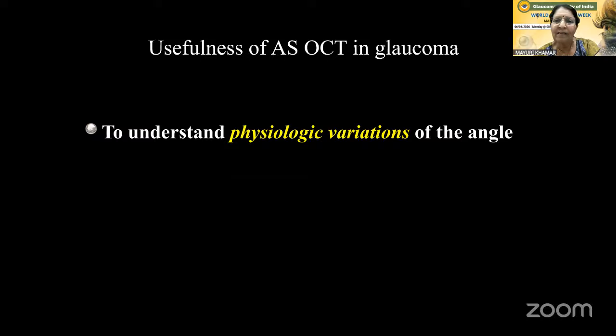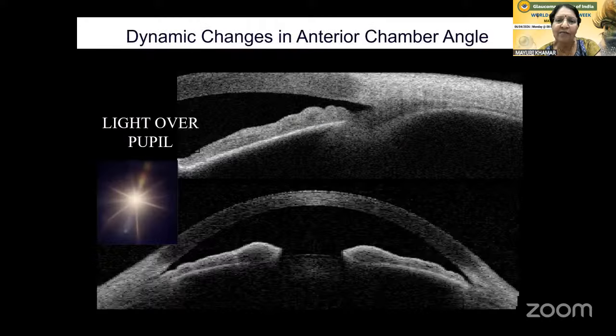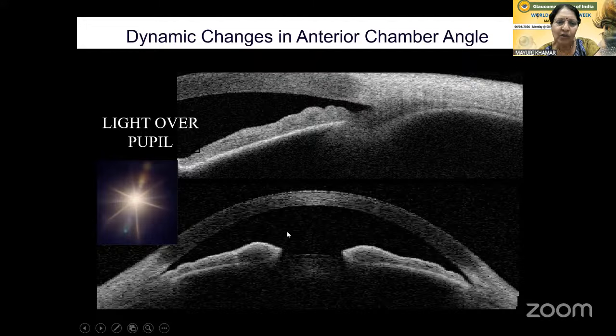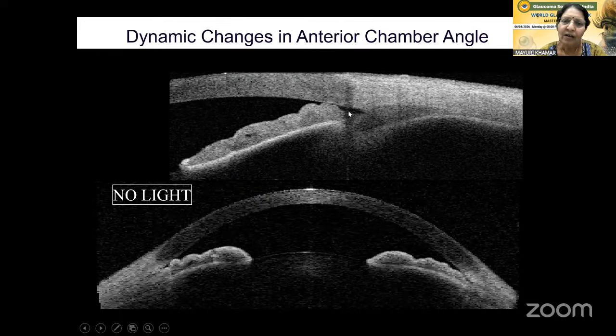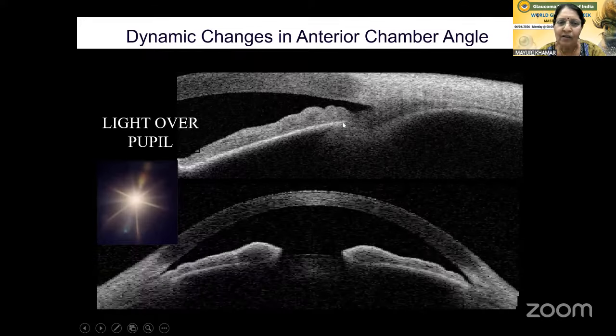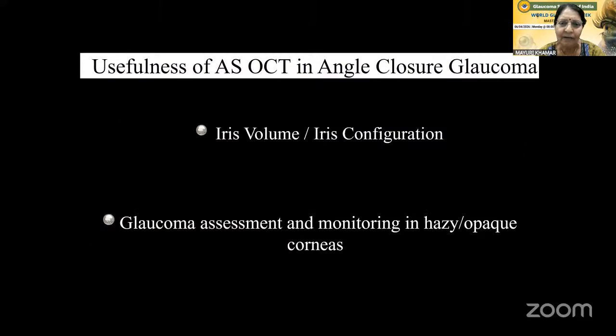So another advantage of ASOCT is physiological variation of the angle. This is a case of occludable angle. You can see the narrowing of the space here and here with the lights on with the small pupil. But when you put the light off, there is an apposition, or the iris is touching the angle. So there is an occlusion of the angle. So these are the dynamic changes you can see using this technique.